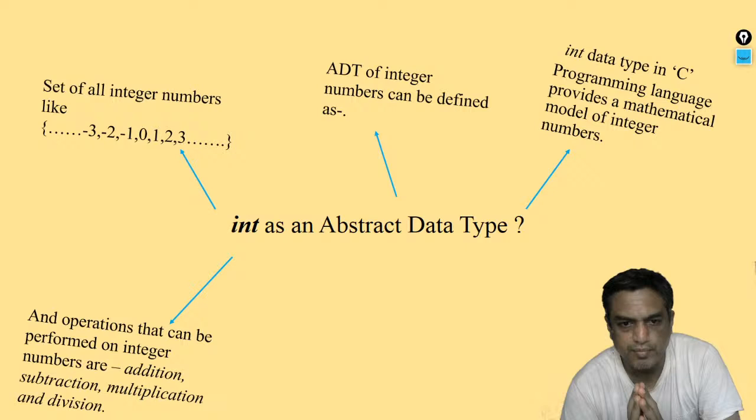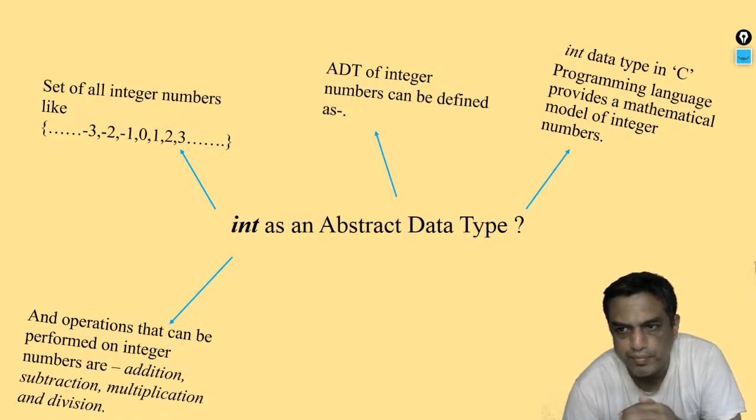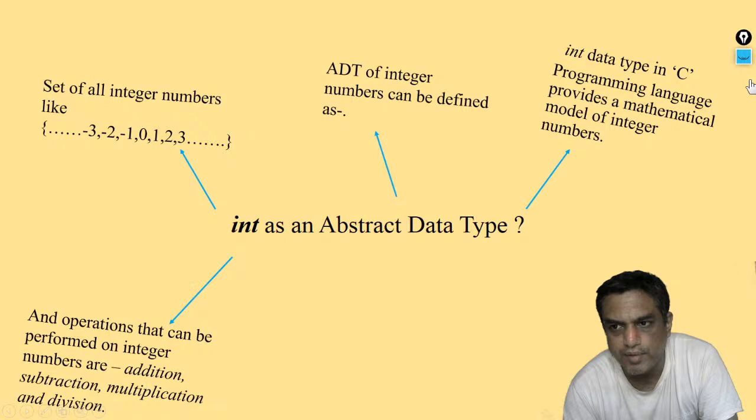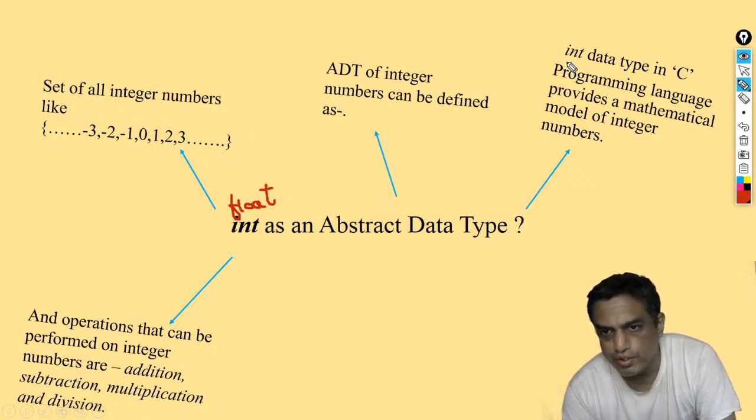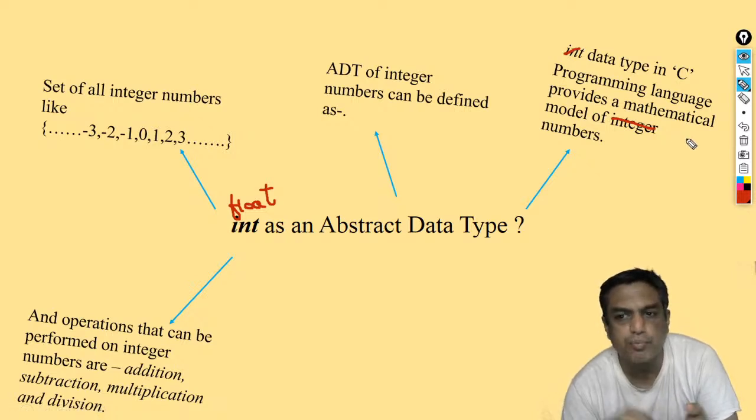Can you write float as an abstract data type? When we say float as an abstract data type, we write float instead of int. The float data type in the C programming language provides a mathematical model of floating numbers. Floating numbers means point numbers: 10.20, 10.30, 10.50, these numbers.